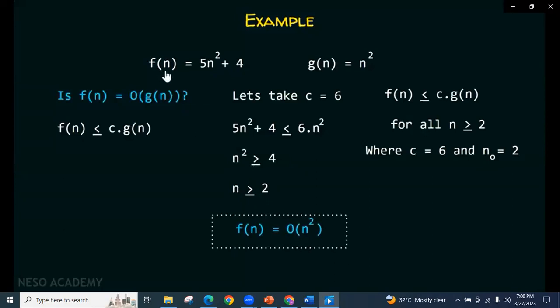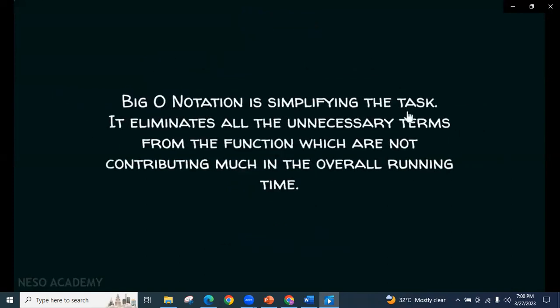This function will never grow faster than quadratic. It is not the case that it suddenly grows like a cubic function. In the worst case, this is the time complexity, that is quadratic growth. Okay. Big O notation is simplifying the task, isn't that so? It eliminates all the unnecessary terms from the function which are not contributing much to the overall running time. In the previous example, you can see that the constant 4 is not contributing much to the time, it's just a constant, while n square is contributing much of the time. That is why we get big O of n square. So it eliminates all the unnecessary terms from the function which are not contributing much to the overall running time.